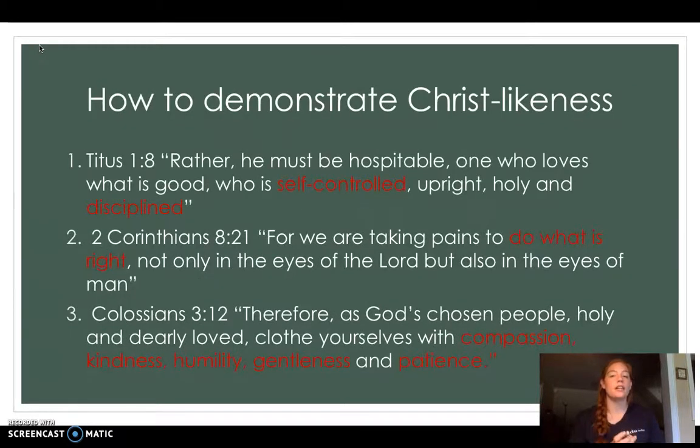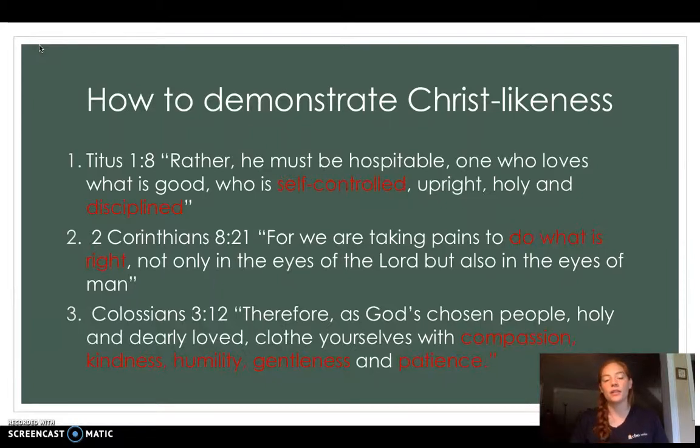And then how can we demonstrate Christlikeness as a person who might have clients, or as somebody who's working in a physical activity situation? I took these three verses. Titus 1:8: "Rather, he must be hospitable, one who loves what is good, who is self-controlled, upright, holy, and disciplined."